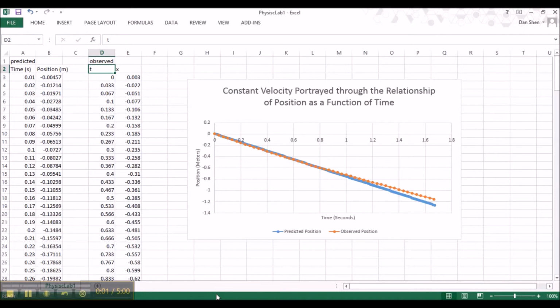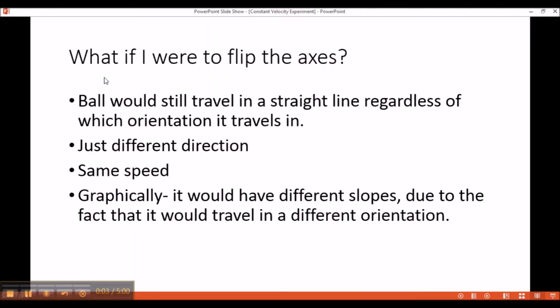Now we're going to go on to answer the two lab questions. The first of which asks, what if I were to flip the axes? The ball will still travel in a straight line regardless of which orientation it travels in, but just in a different direction and at the same speed. This is because the direction has no effect on speed, and therefore it will maintain constant speed throughout any orientation it travels in.